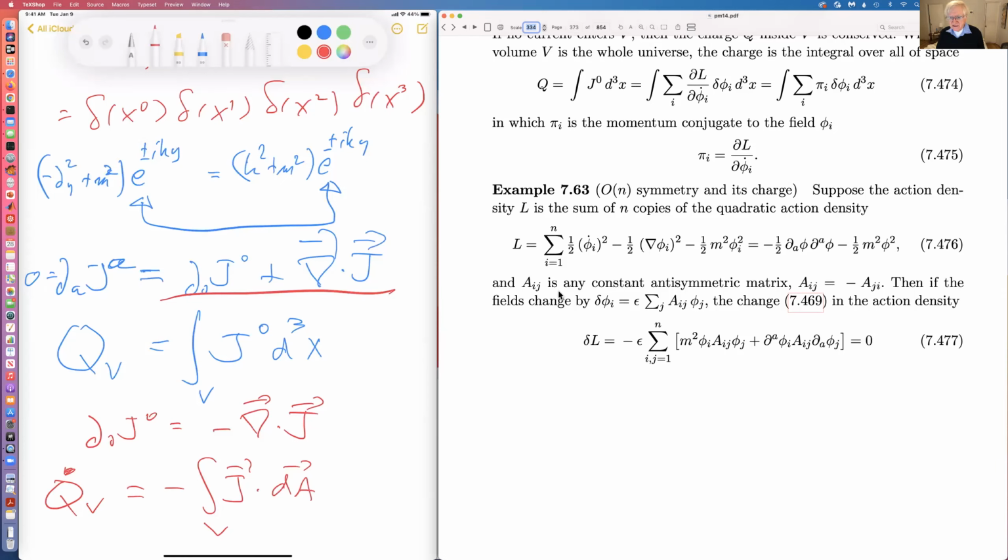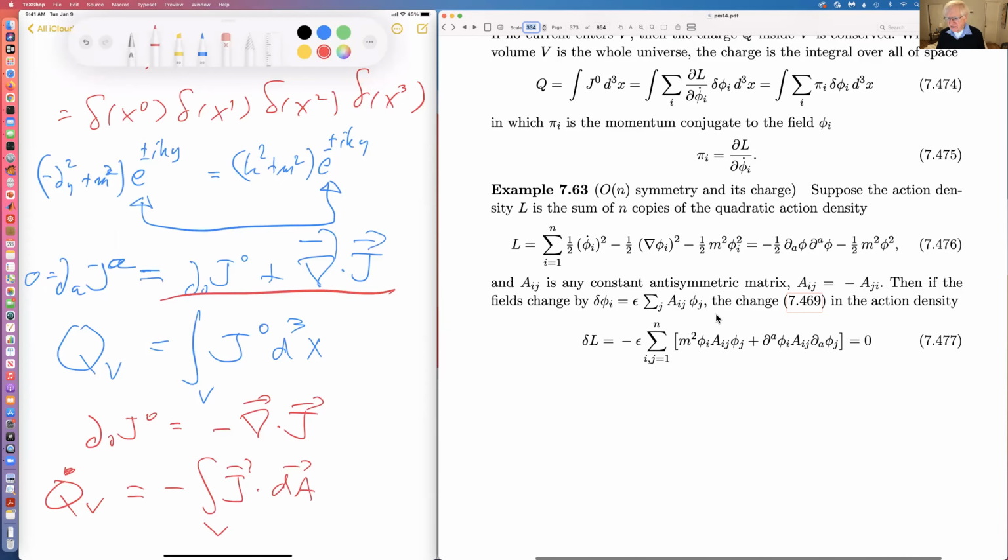Suppose A is a constant antisymmetric matrix. Then if you change the fields like this, the change in the ith field is some small number times A_ij phi_j. So what's the change in the Lagrangian? Well, it's going to be an A_ij phi_j in the m squared part, and then an A_ij for all these guys. I don't know why I wrote this thing backwards.